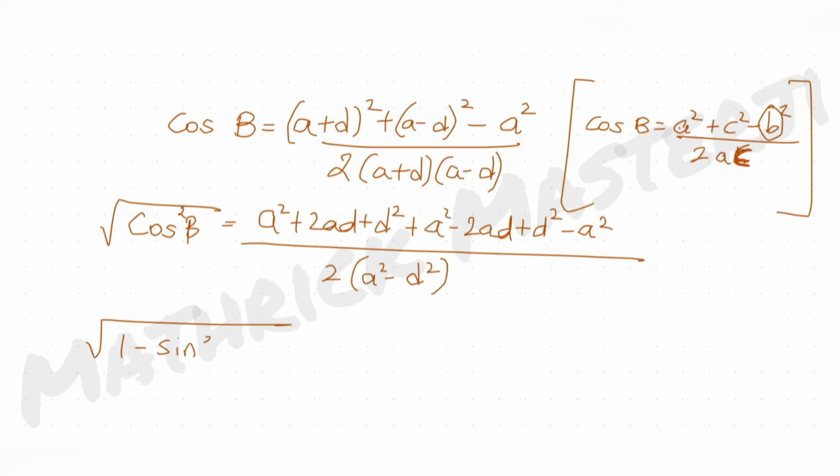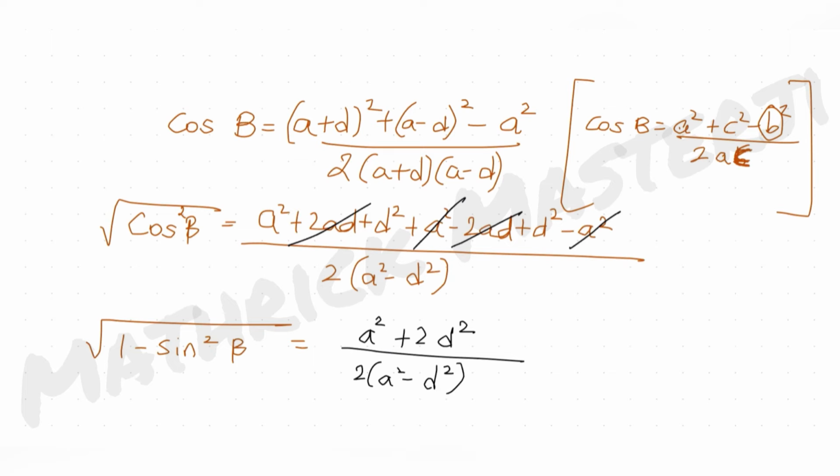So 1 minus sine square B. And if I try to cancel some terms from here, I can cancel this and this. I can also cancel this and this. So what I am left with here is A square plus 2D square divided by 2A square minus D square. So we have this entire idea with me.